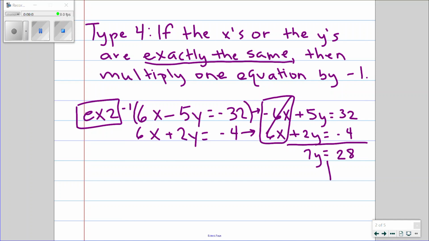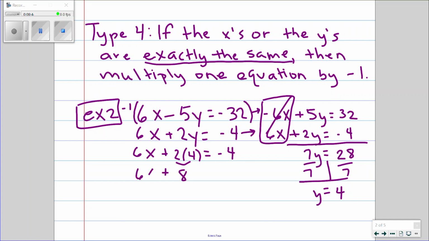So that now all I have to do to solve for y is to divide both sides by 7. And 28 divided by 7 is 4. And then once again, we have to take that 4, plug it into any of those equations up there to solve for x. Doesn't matter. If I take the second equation, then it'll be 6x plus 2 times 4 equals -4. So the first step is to simplify. 2 times 4 is 8. And then bring down the 6x and the equals -4.